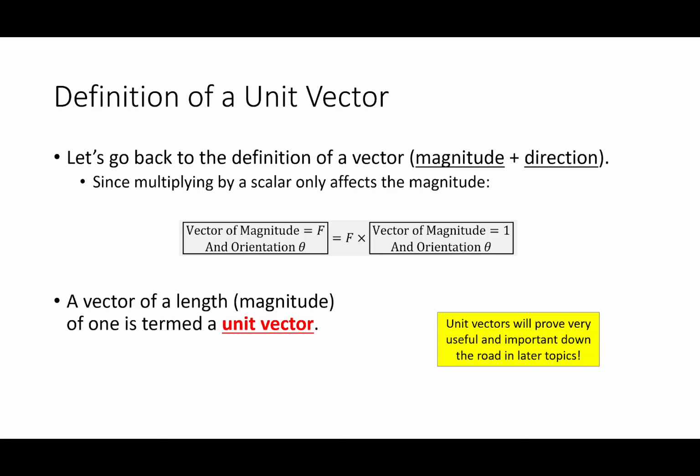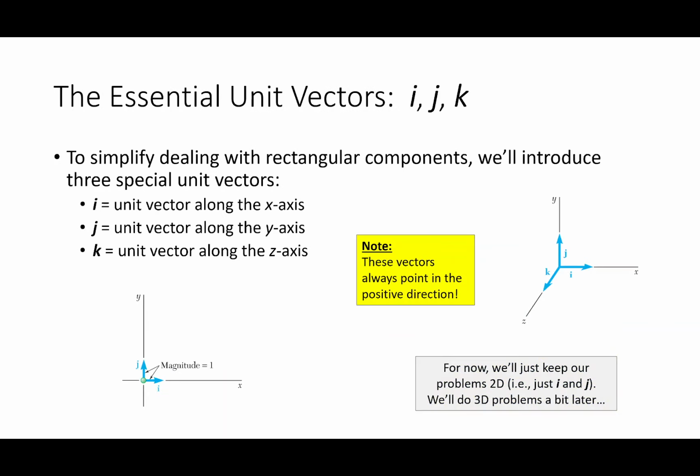Okay? Unit vectors are really important for helping to describe just direction. So it's a really convenient way of separating magnitude and direction when you're trying to describe forces and what have you. And we're going to use unit vectors quite a bit later. We will have generic unit vectors, like a unit vector in some arbitrary direction, but the most commonly used unit vectors are our essential basis unit vectors, i, j, and k. So i, j, and k are just unit vectors that point along the positive x, y, and z axes.